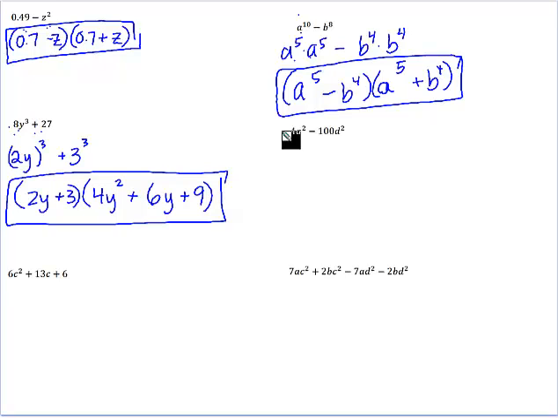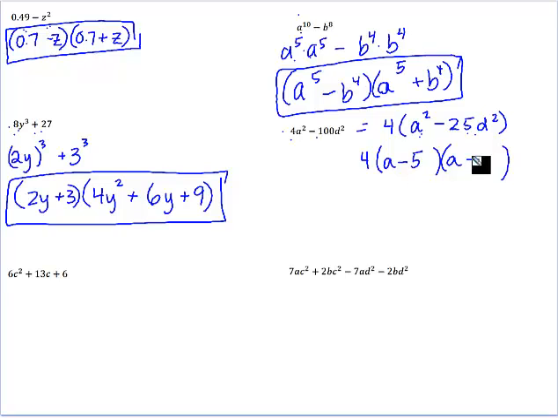Next one, 4a squared minus 100d squared. So GCF. There is a GCF of 4 here, so we're going to first take the 4 out, and then we are left with a squared minus 25d squared. Now we have two terms that are both perfect squares, so it's a difference of squares. A squared is a perfect square of a, 25 is a perfect square of 5, and d squared is a perfect square of d. So this factors down to 4 times a minus d times a minus 5d times a plus 5d.